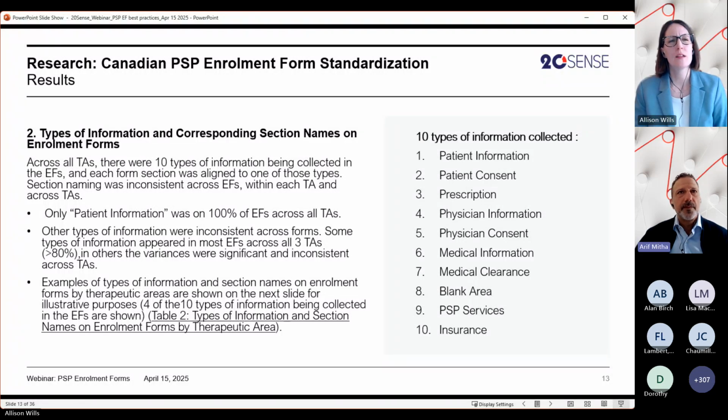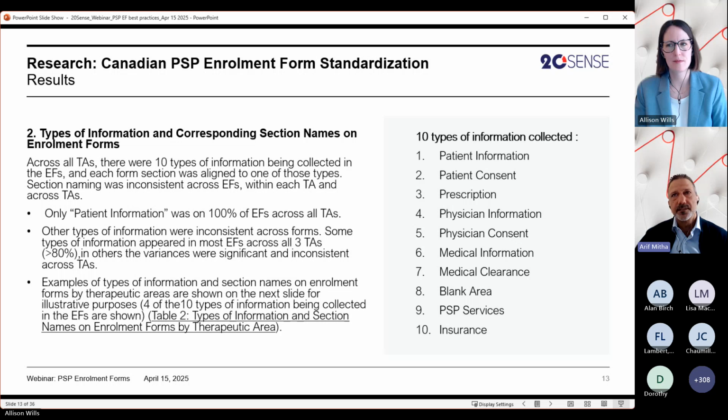So, types of information and corresponding section names on enrollment forms. You can imagine with 107 forms and the state of the forms, there was quite a bit of variability, so how to analyze them was important. On the right, you can see there were 10 types of information being collected.